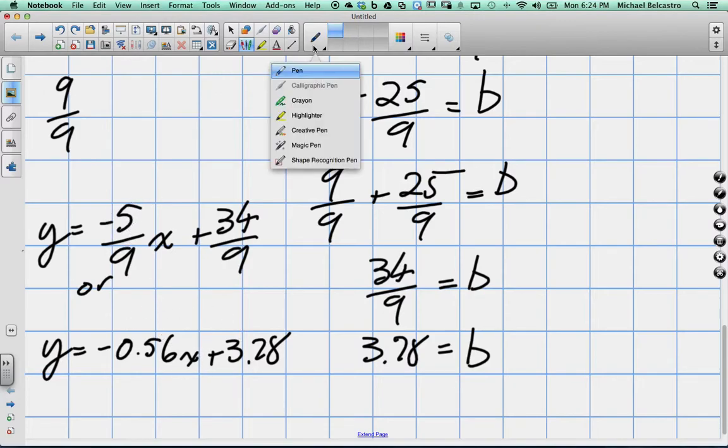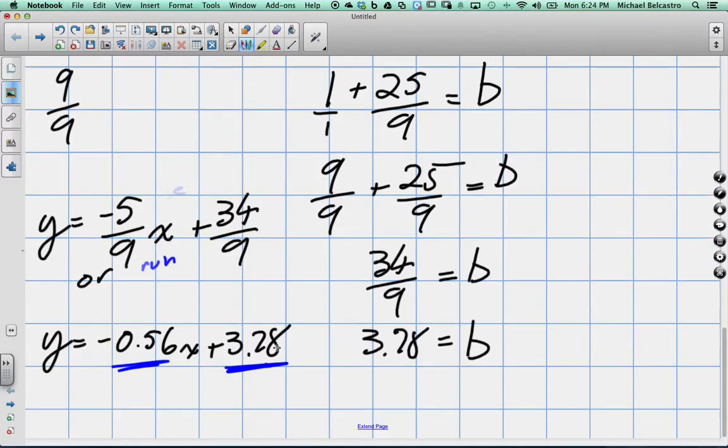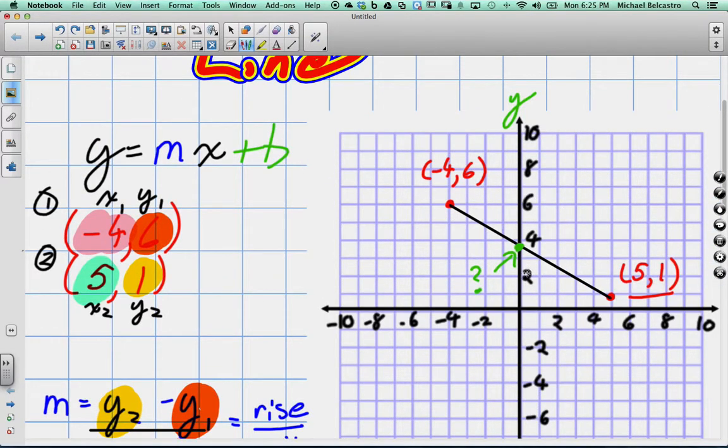Usually slope is way better if we write it as a fraction because we have our rise and our run. When written as a decimal, it's really hard to see, but the y-intercept is a lot easier to see as a decimal because if it's 3.78, let's go up to our graph. Yeah, that's probably around 3.78. That makes sense. But in terms of our slope, it makes more sense if our rise is negative 5, right? Because that's our rise.